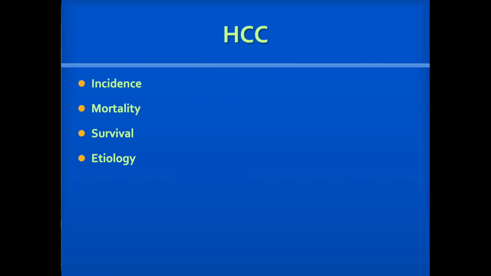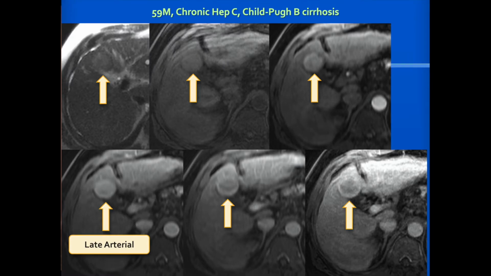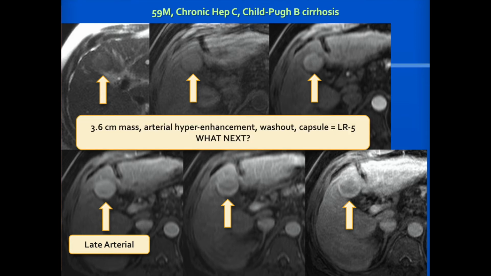Let's take a look at a case. This is a 59-year-old male with cirrhosis from chronic hep C, and if you look at the imaging, we see a subtle T2 hyperintense mass, mildly T1 hyperintense. There's definite arterial phase hyperenhancement, and then we do see washout, meaning that the mass de-enhances more than normal liver. And we also see a capsule appearance. So if you've been on the abdominal rotation, you know that this would be a classic LR5 or LI-RADS 5 lesion. So what is your recommendation?